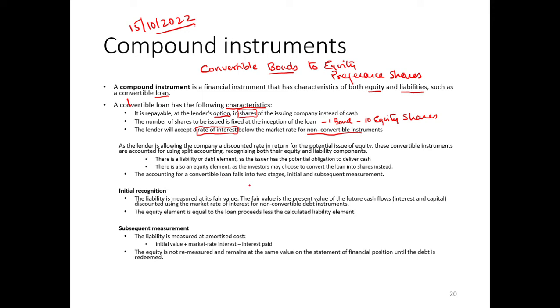First understand what a convertible bond is. Compound instruments are nothing but instruments having two characteristics. The first characteristic will be in the form of a bond or loan. This bond or loan can be converted into equity at a predetermined number of equity shares. Initially, as a lender of the company, we have the discounted rate.